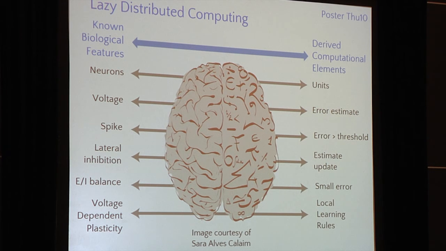By using this new framework, we were able to derive a voltage-dependent synaptic plasticity rule that, starting from a random network, converges to the optimal connectivity we derived.